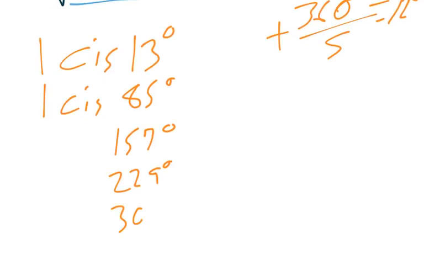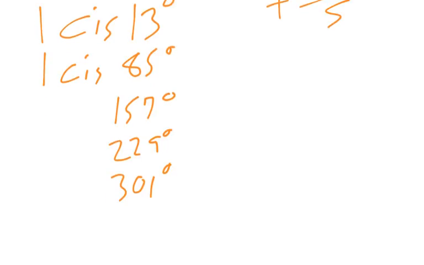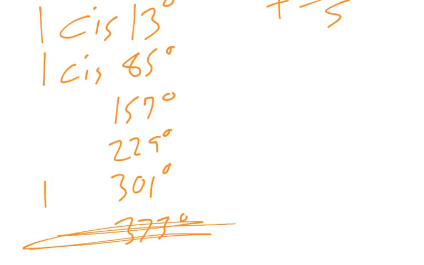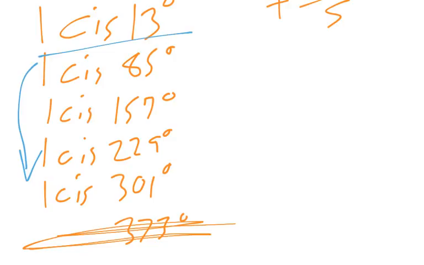and then 229 degrees, and then 301 degrees. If we did it one more time, it would come out to 373 degrees, and you recognize that doesn't work. Each of these has the same modulus, so we write each of them 1 cis whatever. Here's the principal root, and all of the other roots.